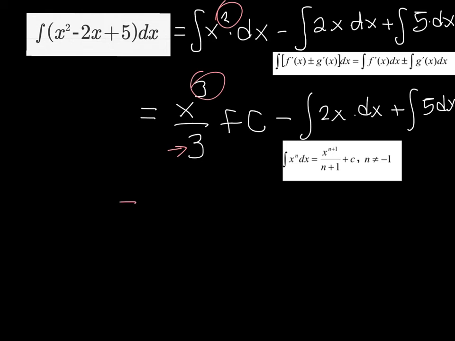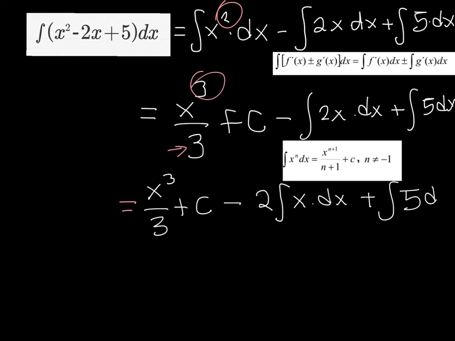The third step, okay, it will be x cubed over 3, I have already my integral there. Then I'm going to write the integral of 2x, which equals 2 times the integral of x times dx, plus the integral of 5 times dx. So the integral of a constant times a function equals the constant times the integral of the function. So this is the rule that I use.